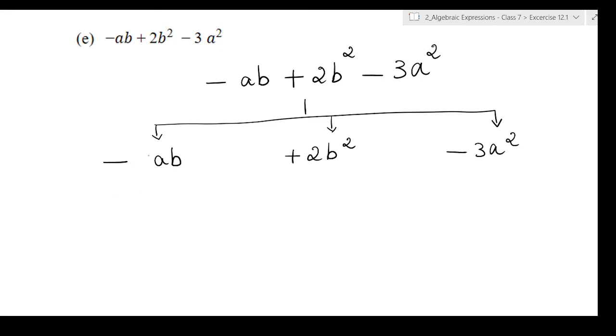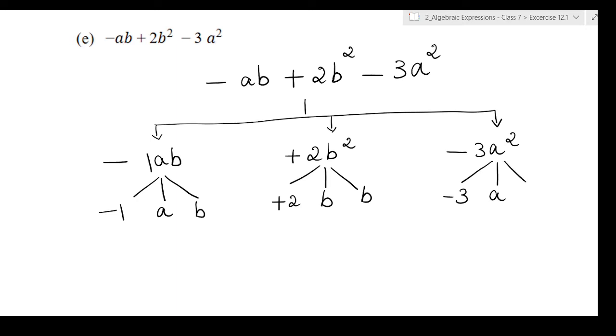If there is no number, that means it is 1. So which are the factors? Minus 1, a and b. For plus 2b square, which are the factors? Plus 2, b square is made up of b into b. And the last term, we have minus 3 and a square is nothing but a into a. So these are the terms. This is an algebraic expression with 3 terms.